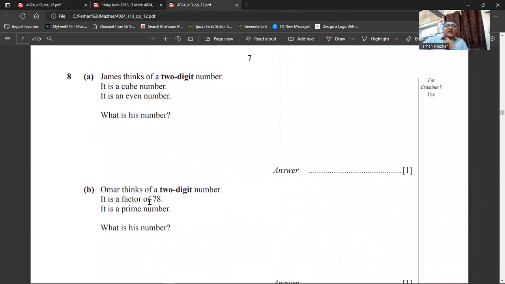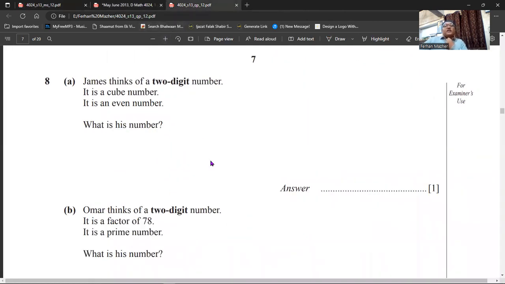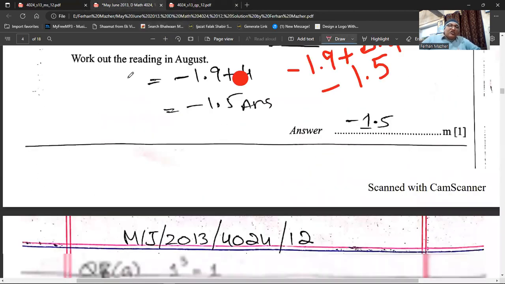Next, it says, James thinks of a 2-digit number. It is a cube number and it is an even number. What is this number? Okay, so I will write down the cube numbers.